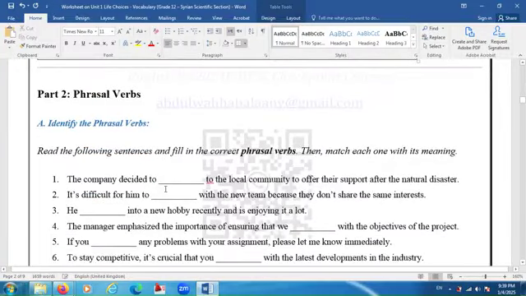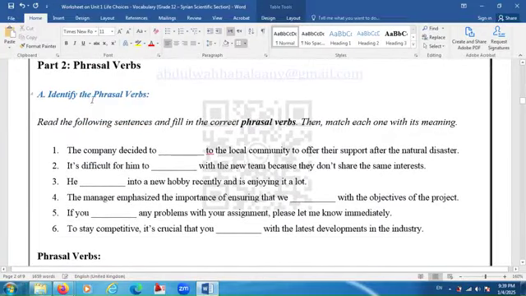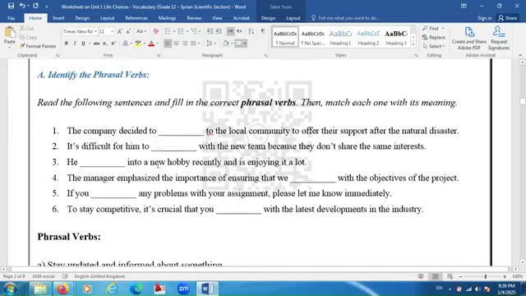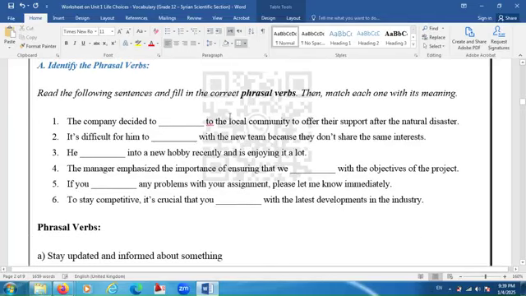Now we will go to part 2. Part 2 is the phrasal verbs. Identify the phrasal verbs: read the following sentences and fill in the correct phrasal verbs, then match each phrasal verb with the meaning. Where are the phrasal verbs, mister? I didn't put the phrasal verbs because they are already inside the text. But I helped you, dear student. How? I gave you the preposition and I left the verb to you.